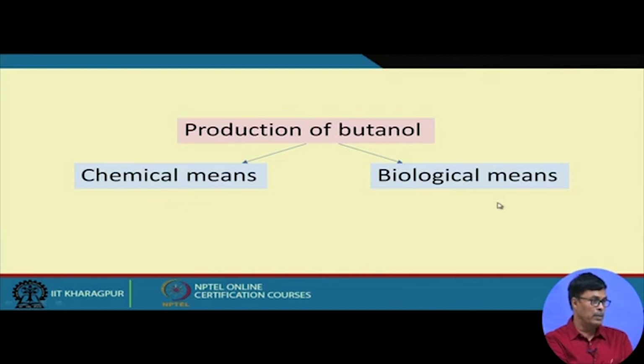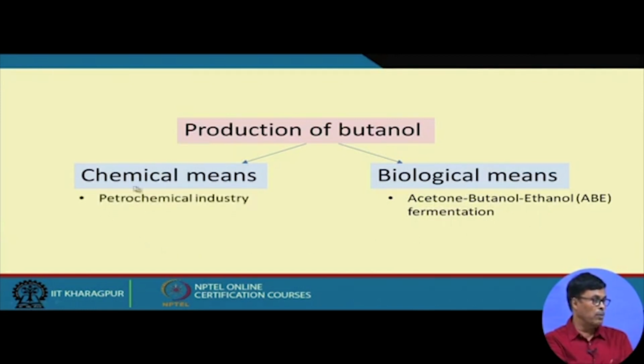Now, as I pointed out before, butanol can be produced in two ways. One is by chemical means, another is by biological means. In the biological means, it is produced by acetone butanol fermentation, where we get three solvents: one is acetone, another is butanol, another is ethanol.